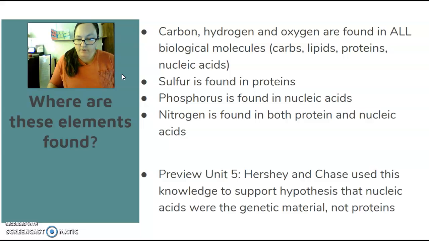Sulfur is found primarily in proteins. Phosphorus is primarily found in nucleic acids. And nitrogen is found in both proteins and nucleic acids.